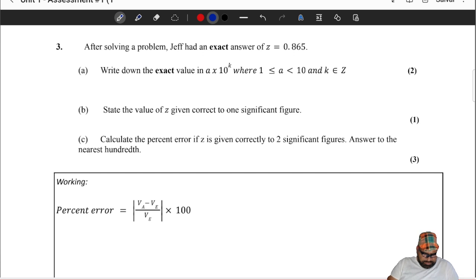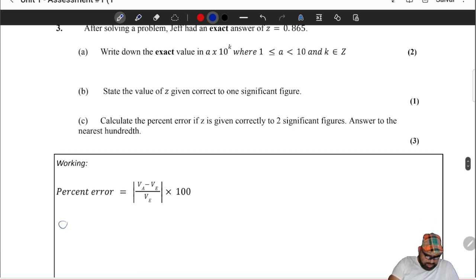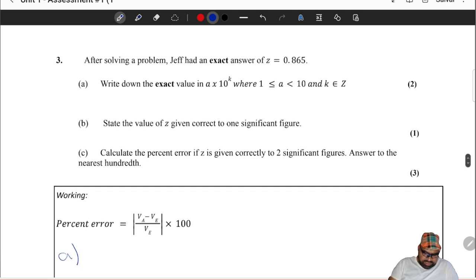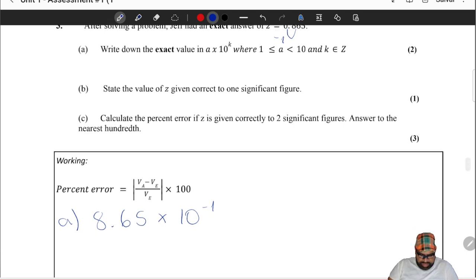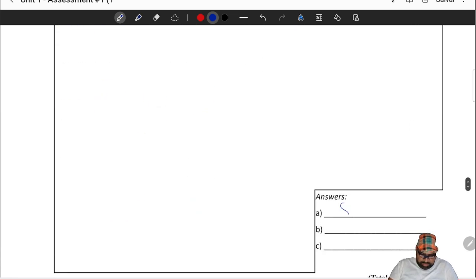Let's do it. A is my number, guys. I move one decimal place to the right. The right direction, as we learned, is negative. Then my number will be 8.65 times 10 to negative 1. That's the A. 8.65 times 10 to negative 1.